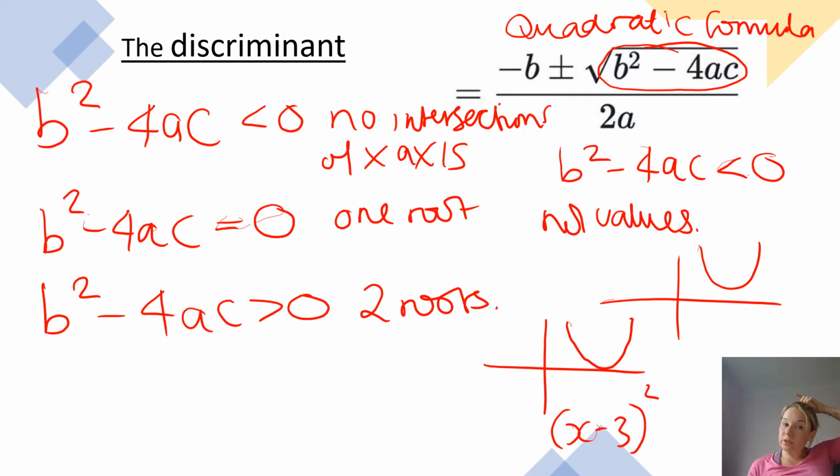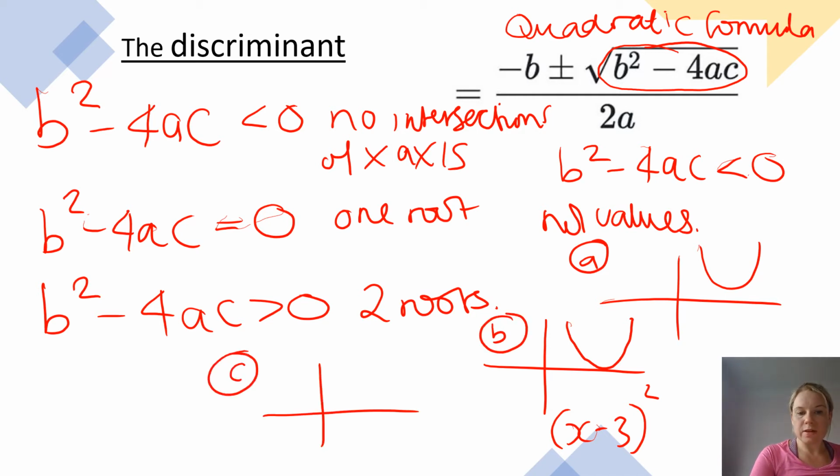When we say roots, we're talking about how many times they go through the axis. You've either got no roots, where it's floating like that. This one, the first, is sort of A here. B would be 1 root. And I'll just draw a little sketch here of C, which is when it's got 2 roots like that. Okay, so that's about the discriminant.